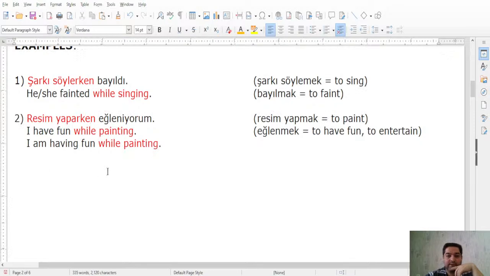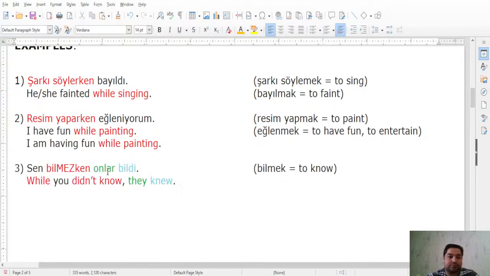Alright, let's look at the third example then. I think it's clear. Let's look at the more complex ones. Now we have negative, okay? Now we have negative and we have bilmek verb, right? So bilir, sen bilirken will be the positive, right? Affirmative way of saying that.